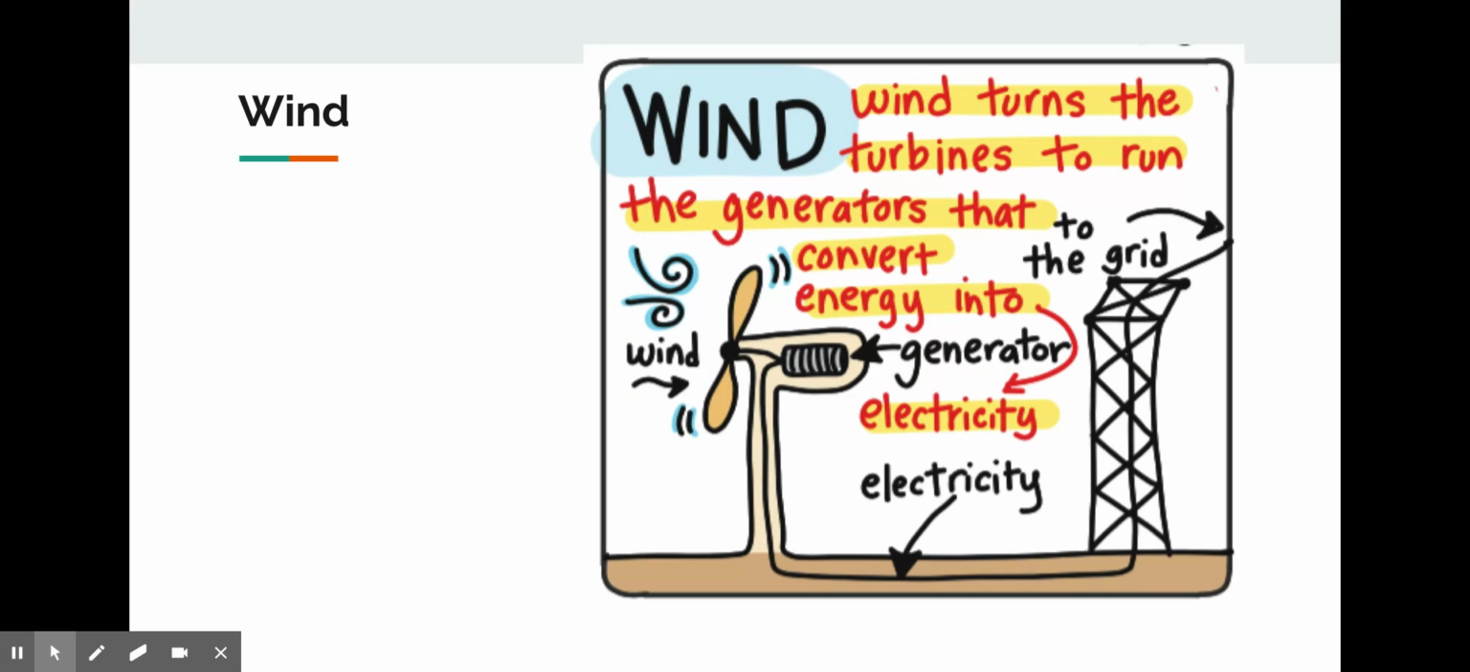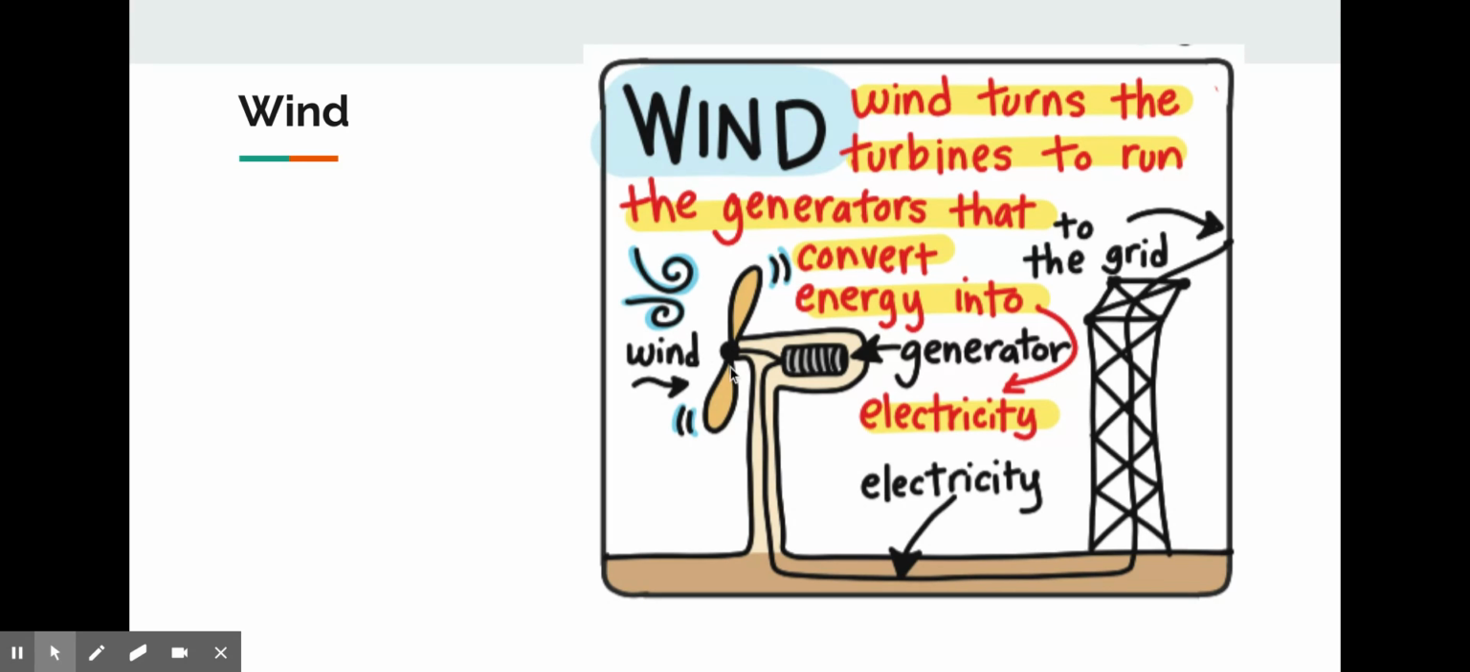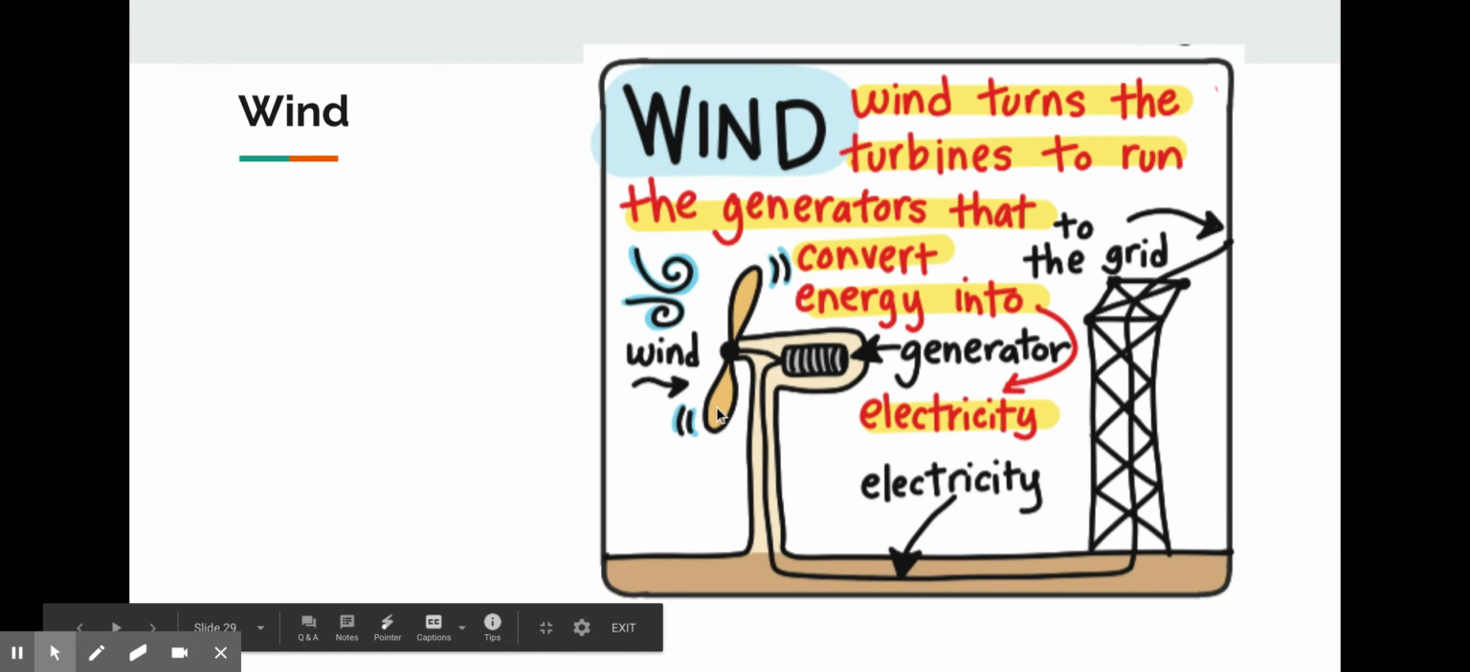Remember, guys, you can pause throughout this video so that you can type in your missing pieces. The next thing we have is wind. Wind turns the turbines to run the generators that convert energy into electricity. So you can see here we have our doodle note to help us remember what this is. Basically, wind is blowing, it turns the turbine, which then our generator uses the energy from the turning of the turbine to generate electricity. The electricity then runs through the wires and it ends up joining the power grid that way.